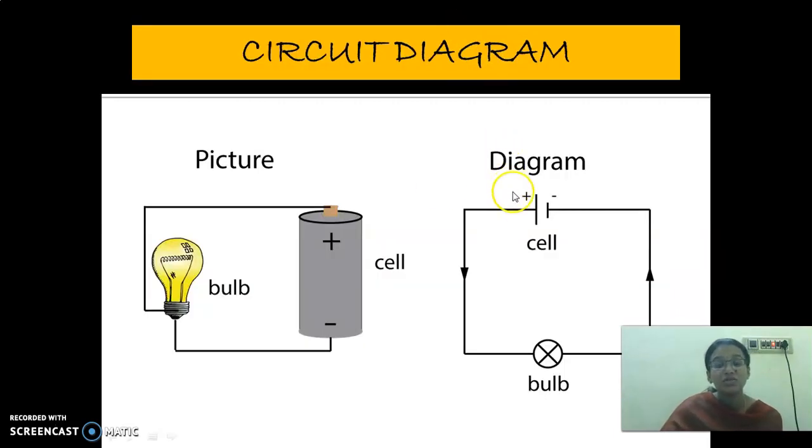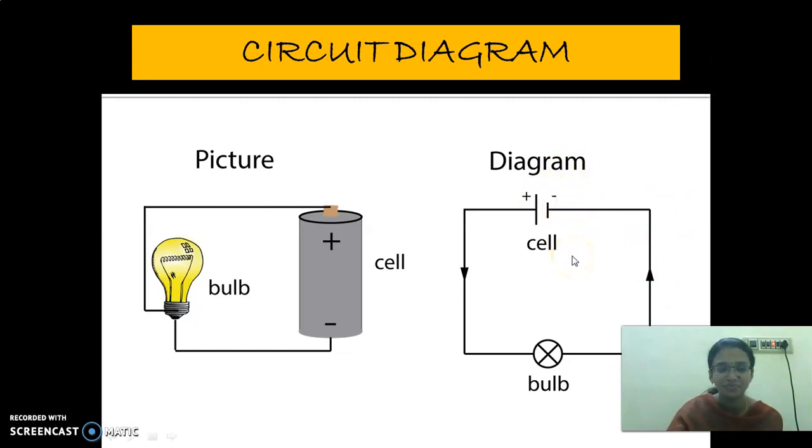The next thing is the circuit diagram. The symbolic representation of an electric circuit is called a circuit diagram. For the cell, what is the symbol? We can use one long terminal and one short terminal. Here we can use the symbol of the bulb which we have drawn. The indication of the positive and negative terminal is very important.